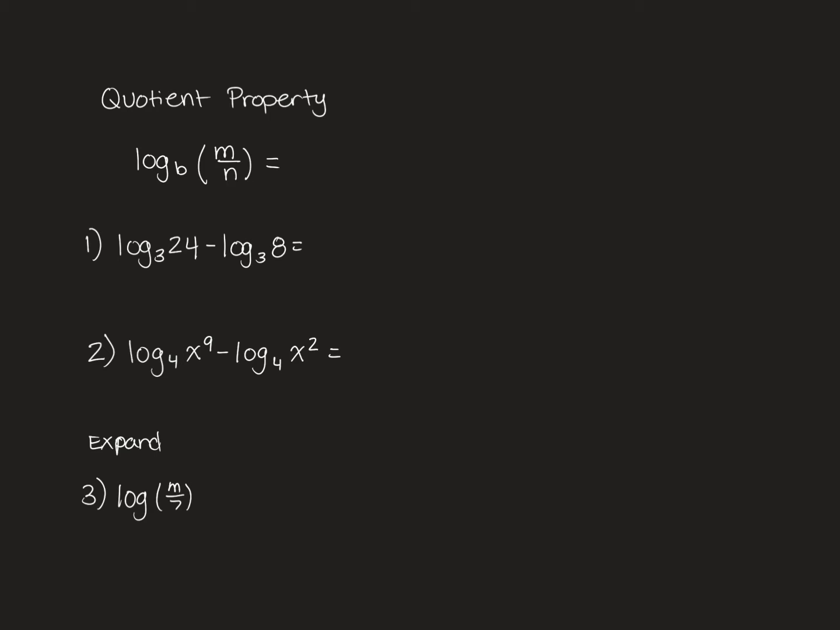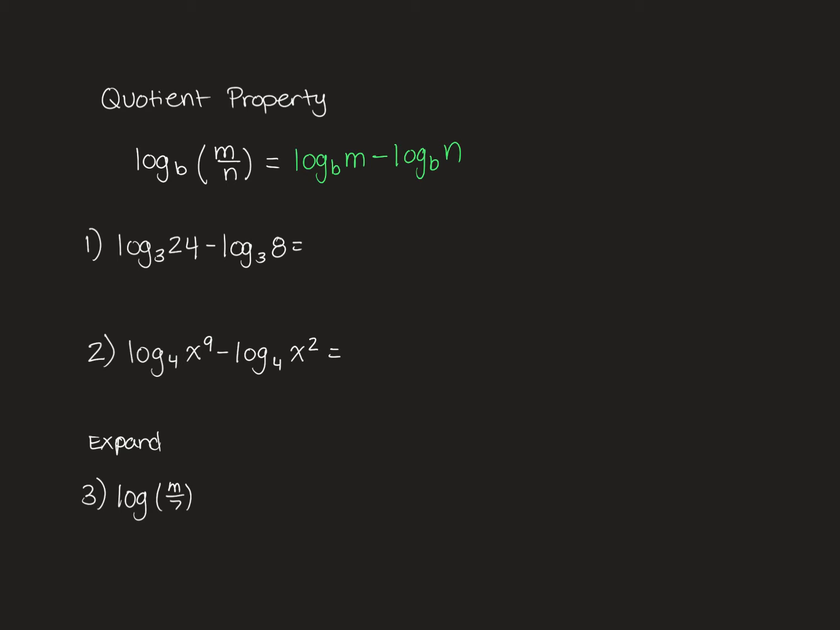Now we have the quotient property. If we have log base b of m divided by n, that's the same as saying log base b of m minus log base b of n. So division and subtraction go together, and it's always the top minus the bottom.